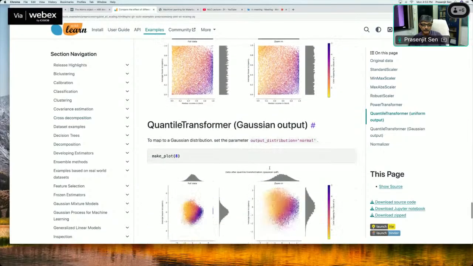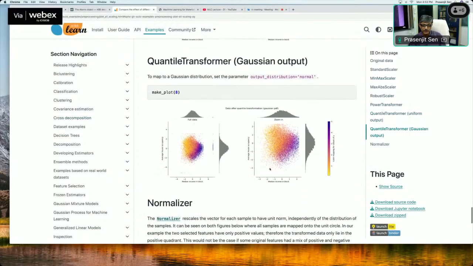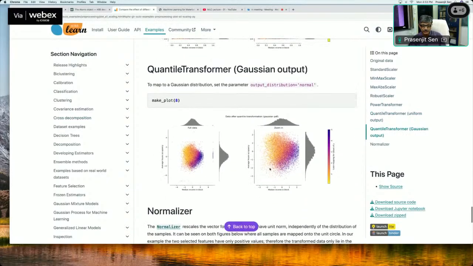And the quantile transformer here gives you a Gaussian distribution, which is like this. The range is somewhere between -3 or -4 to 4, but both the features look very similar in terms of their distribution.